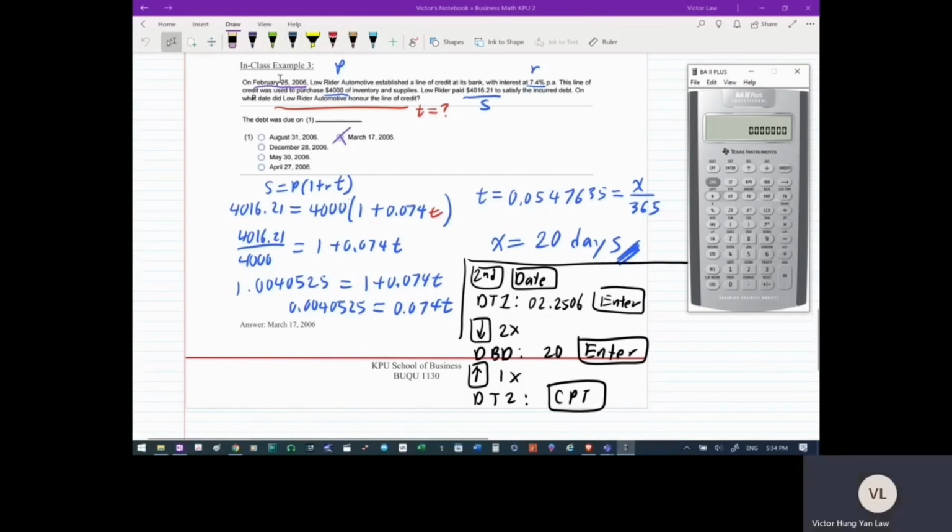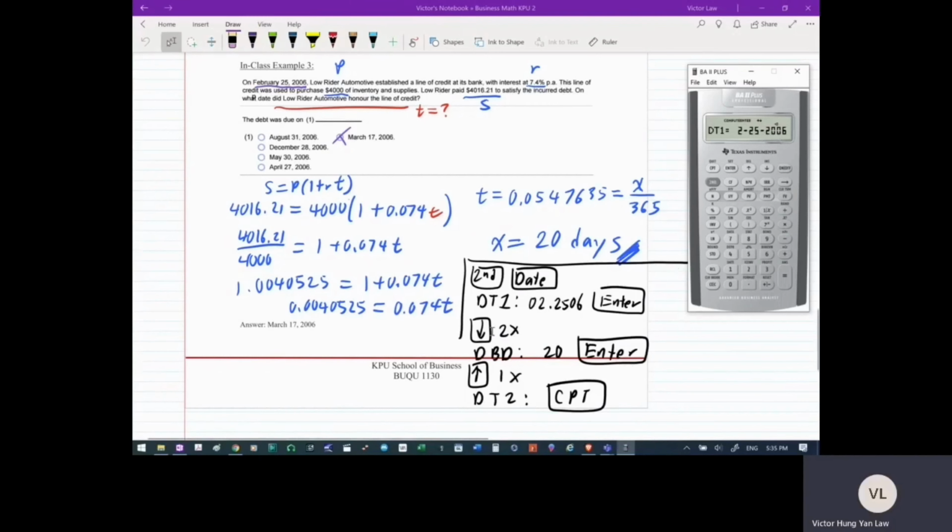February 25th is our DT1, that's our date 1, and we're solving for DT2. So we're going to click on second function date, and then under DT1, the beginning date, we're going to put 02.2506 for February 25th, 2006. Then you press enter, and that will set your date 1 to February 25th, 2006.